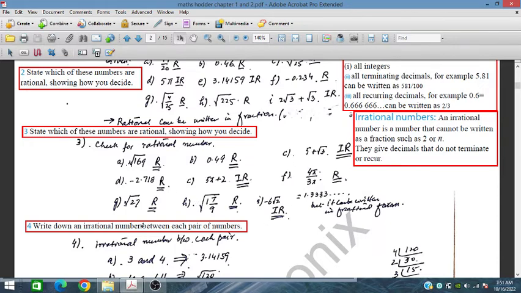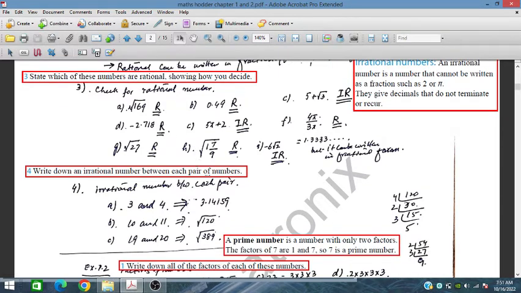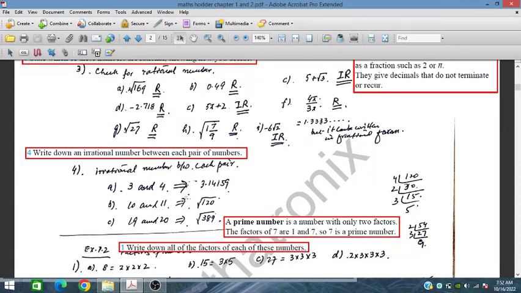So we have discussed it here. Write down an irrational number between each pair of numbers. Between 3 and 4, you know that pi exists between 3 and 4. Between 10 and 11, this is square root of 120, and we can say that some numbers exist there. Between 10 and 11, this square root of 120 is irrational. Between 19 and 20, square root of 389 is irrational; we take this value and it will never end. It cannot be written down as a fraction or a whole number, so it's irrational.